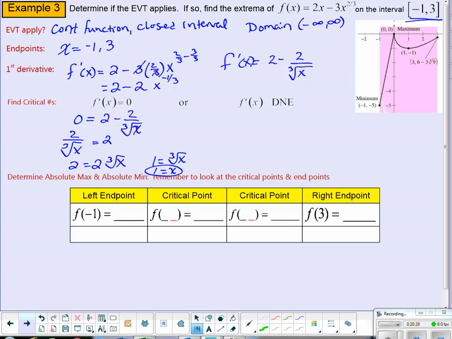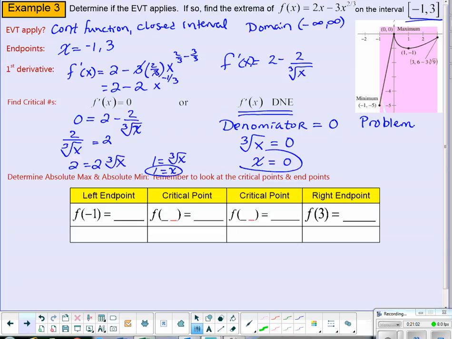Does it not exist anywhere? Yes, that could happen, couldn't it? If I used 0. I'm looking, where does the derivative function not exist? When the denominator equals 0. There would be problems, right? For its domain there. And I would just check this out. Well, the denominator can't equal 0. That would imply, if I cube both sides, that x would equal 0.